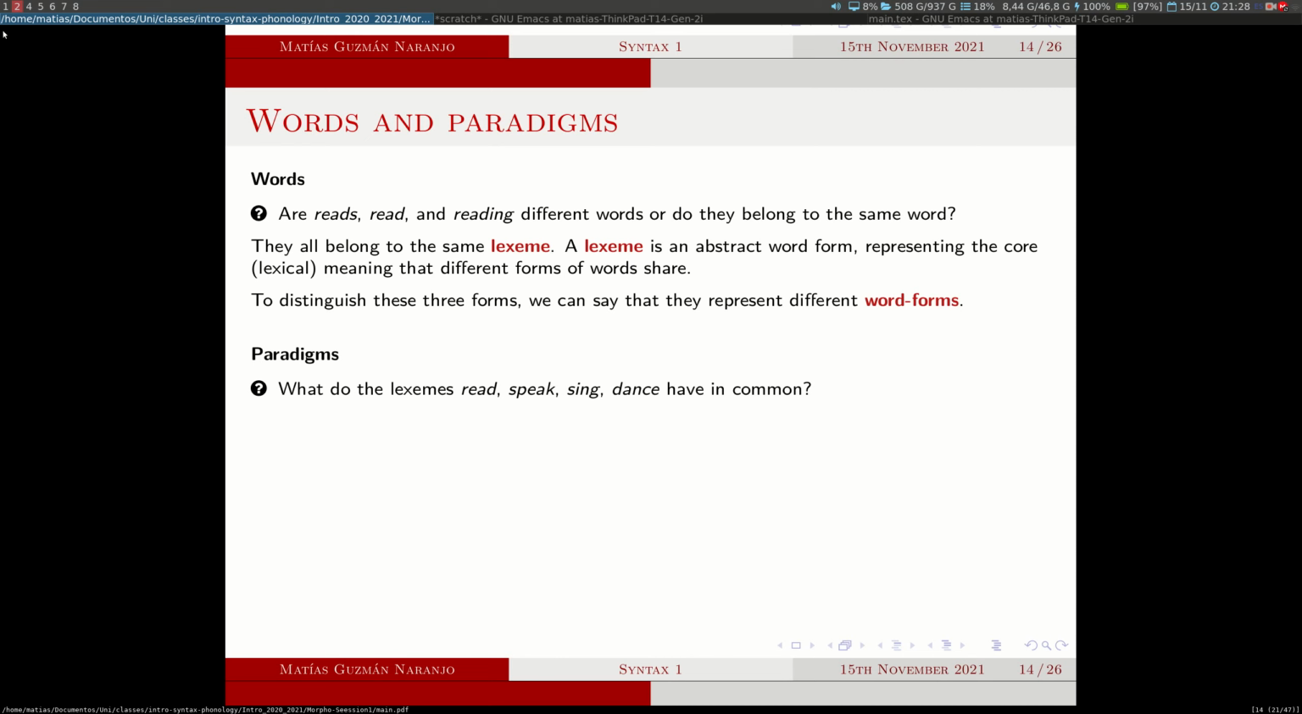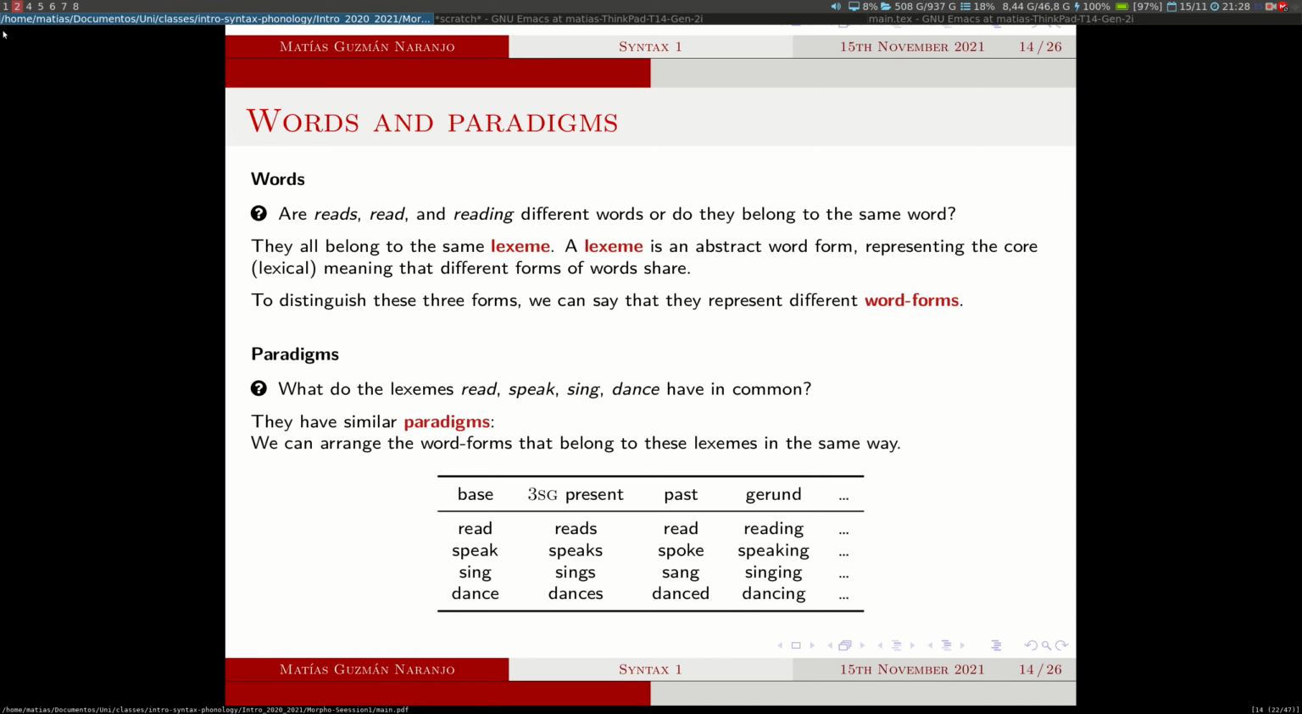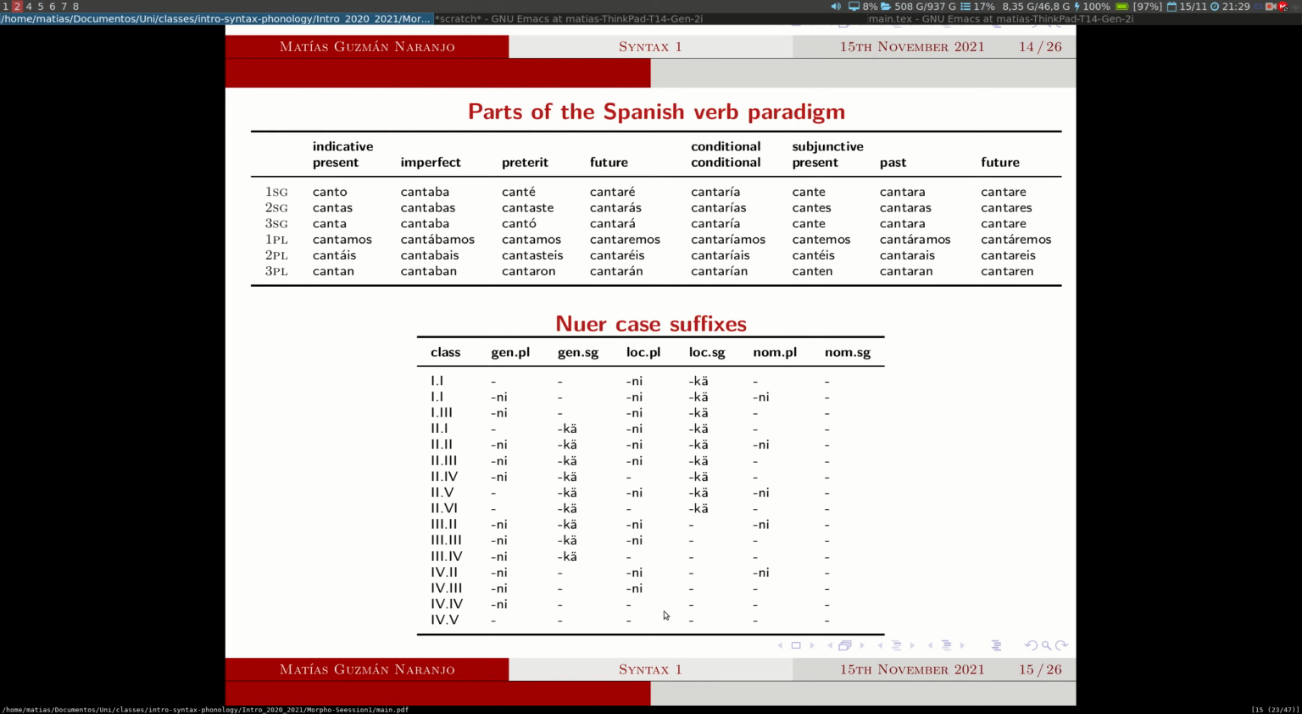So now if you compare with things, so read, speak, sing, dance, well, they have very similar paradigms. They are similarly organized. Here are the paradigms. This is the base. You could say the lexeme. And they have different forms in the third singular, in the past, and the gerund. And these paradigms are similar in both, so vertically. English is relatively boring in terms of its paradigms.